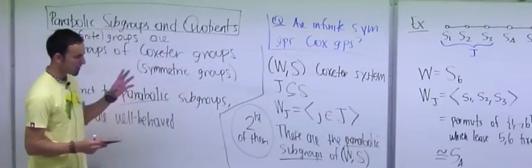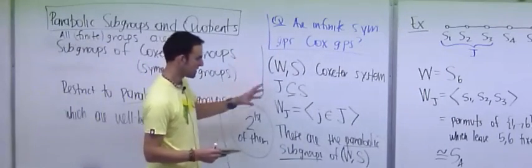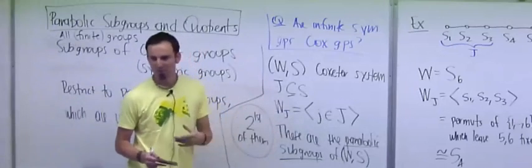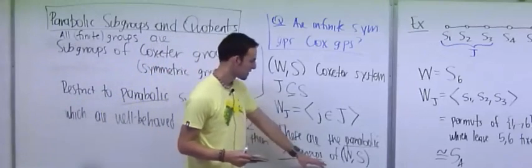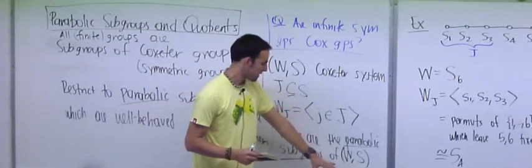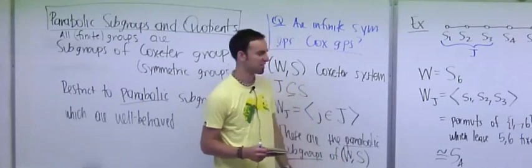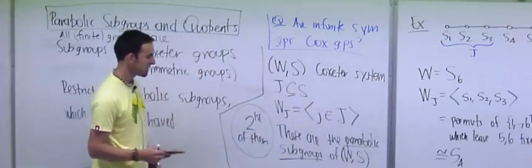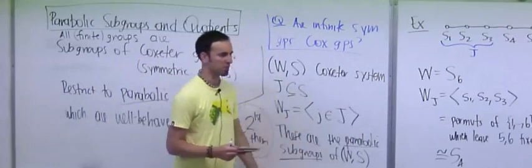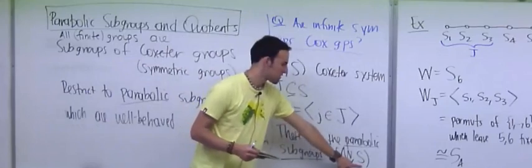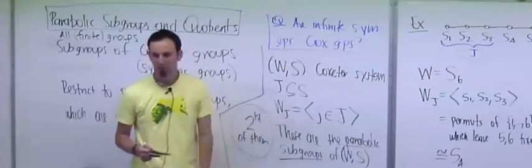As I warned you, you'll see all over the book, all over the papers, people are always a little bit lax, and they might write W when they mean W, comma S. In this case, really, I mean W, comma S, because a different set of generators S is going to give me different parabolic subgroups.